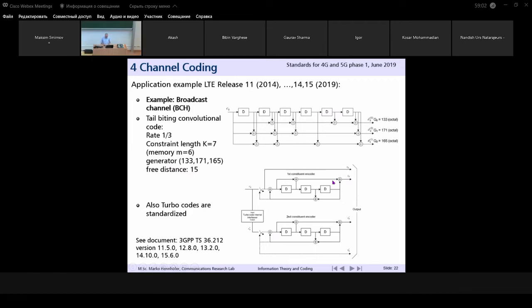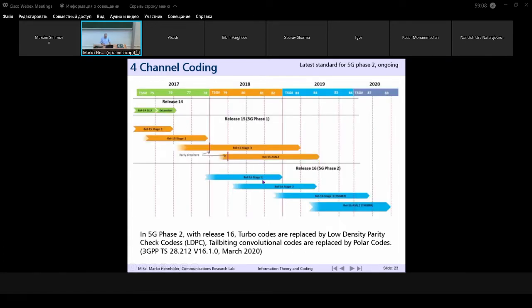Okay, and here is a roadmap that I included, so you see the evolution of these wireless standards. I think I also have an updated one in the new slide set, where we see release 16 going up to 2020. After that, basically, the tail-biting convolutional codes are replaced by the polar codes, and the turbo codes are replaced by the low-density parity-check codes. So this is where we are now, using the LDPC codes and the polar codes from here.